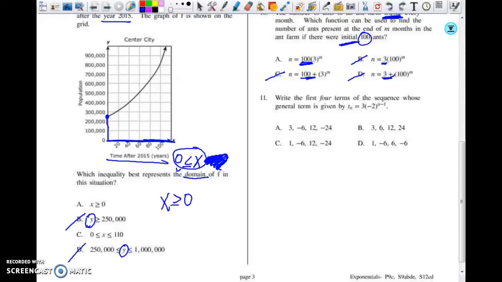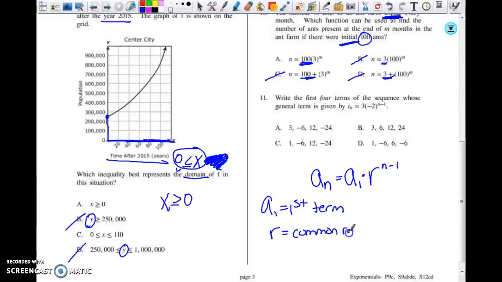So remember, this was a sub n is equal to a sub 1 times r to the power of n minus 1, right? So a sub 1 was the first term, and then the r was the common ratio. Okay, so remember, how did we find the common ratio? We went from one number, the first number, to the second number, and we divided by the previous number.